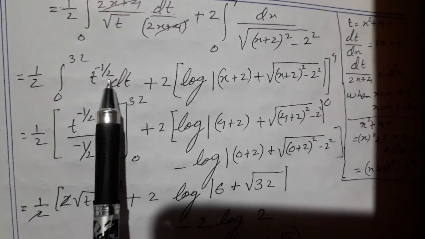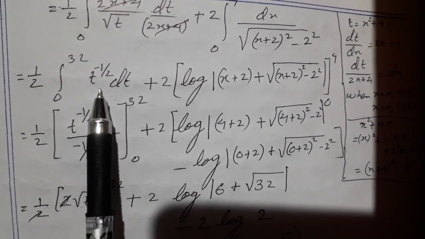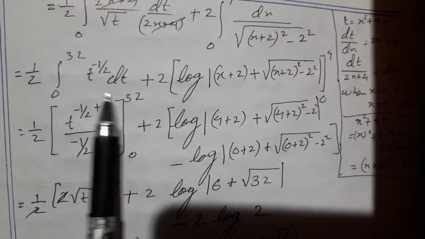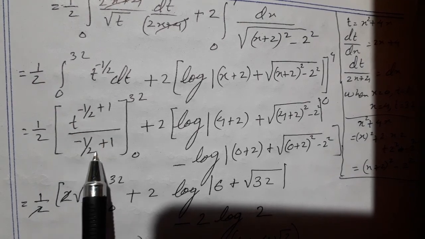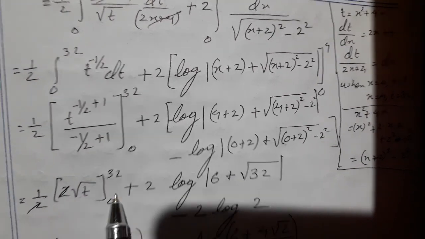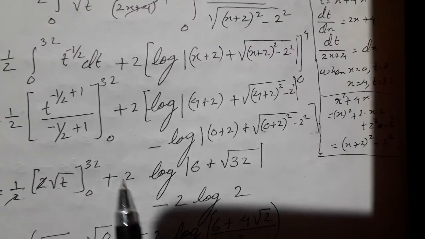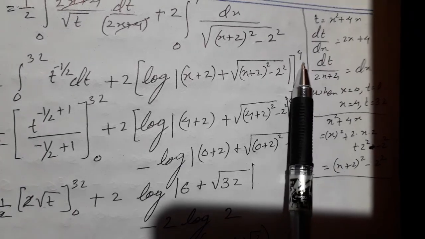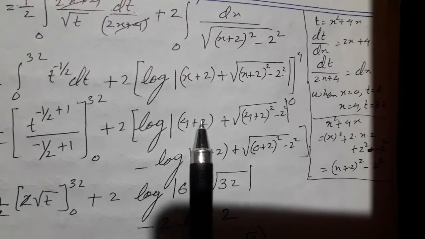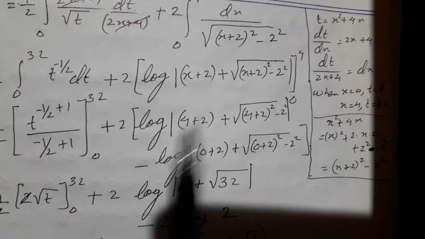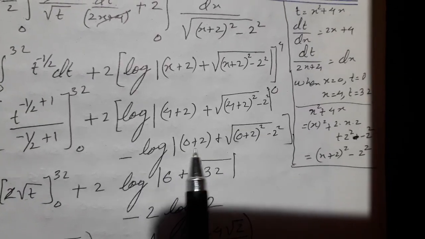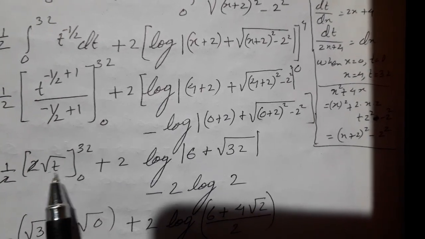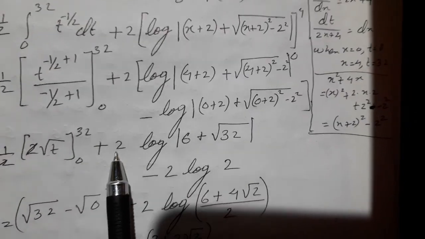Now we integrate with the formula. Minus t to the power of minus half plus 1, and minus half plus 1 gives half, here also half. So that is square root of t, and the half 2 goes up, so we get 2 root t from 0 to 32, plus here we have 2. Then we put in the upper limit: in place of x I'm putting 4, then I give a minus sign and put the lower limit 0. So this 2 and 2 get cancelled. We have root t from 0 to 32 plus log.